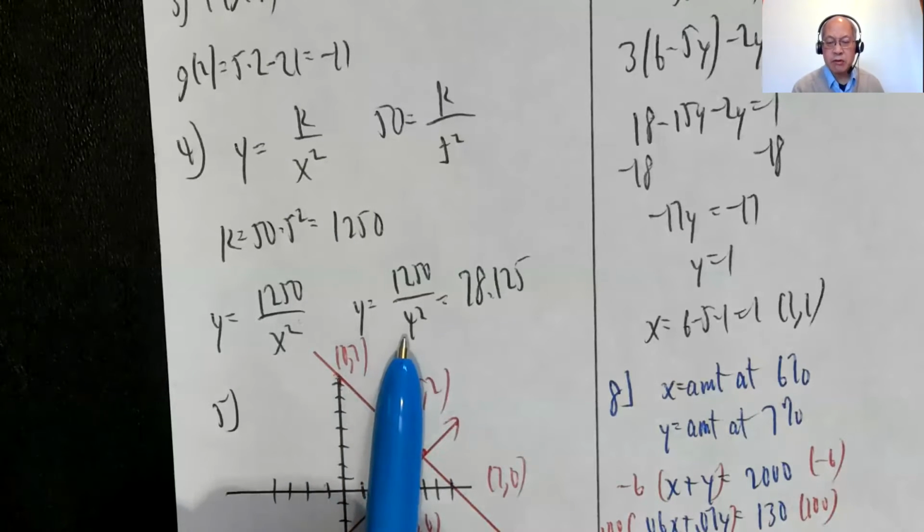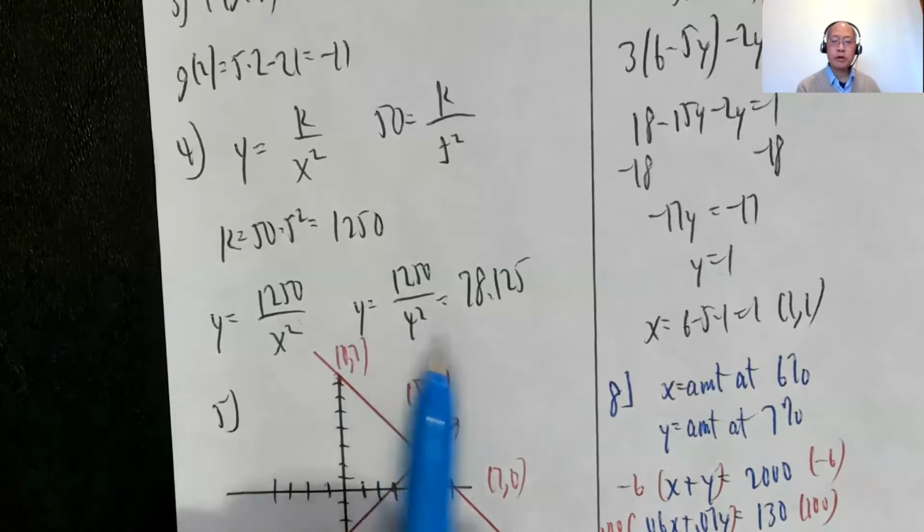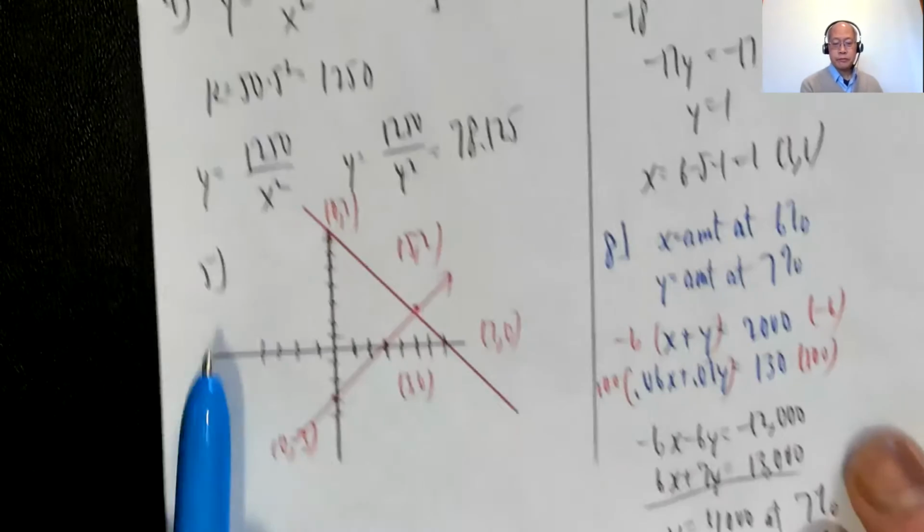And now I plug in x equals 4. So y is 1250 over 4 squared, 78.125.